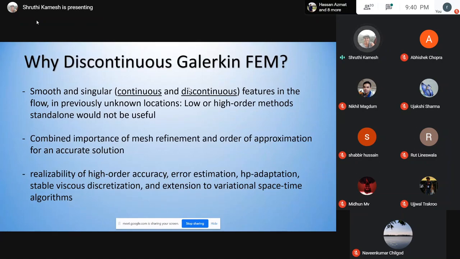Yeah. And by extension, this cannot be done in a lower order method, not as easily. I mean, at least you would achieve some sort of resolution, but it would not be as much as you could after increasing the order. An extension to variational space-time algorithms, that is essentially a fancy way of saying other finite element algorithms, right? Yeah.